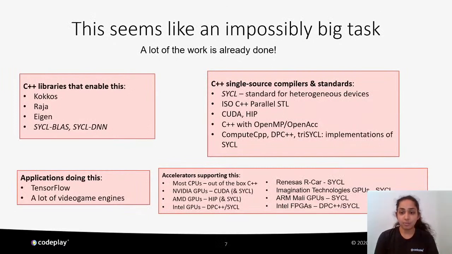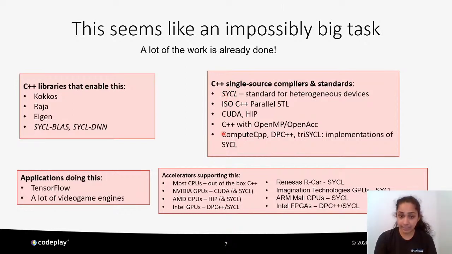So next we look at which libraries or compilers support C++ single source compilation. There are many C++ libraries like Kokkos and Raja for high performance computing, which already have support for this, and Eigen, which is used in AI and robotics. Later in the slides, we are going to look at SYCL-BLAS and SYCL-DNN, which are libraries that are part of the SYCL ecosystem, which also support single source compilation. Many compilers also currently support this. One of the main ones is SYCL, which is an open industry standard for heterogeneous computing.